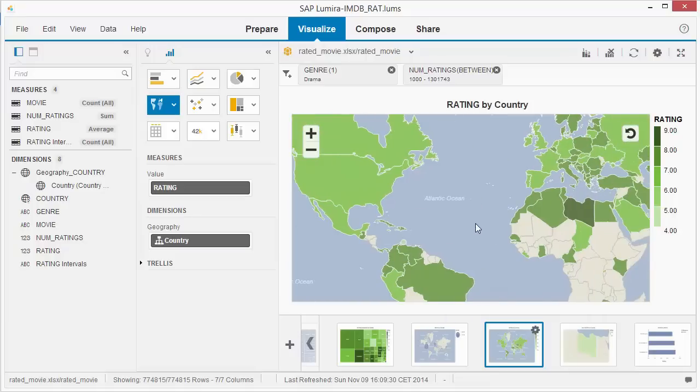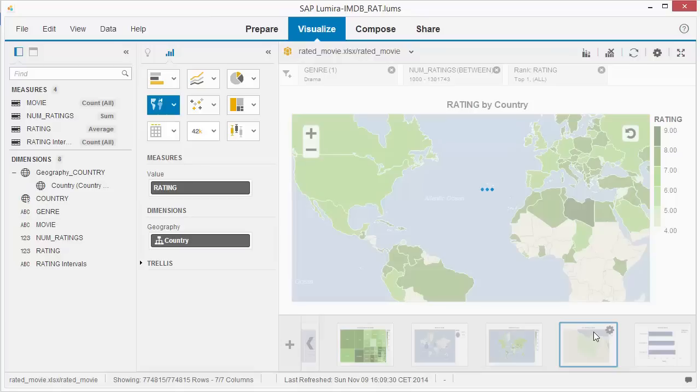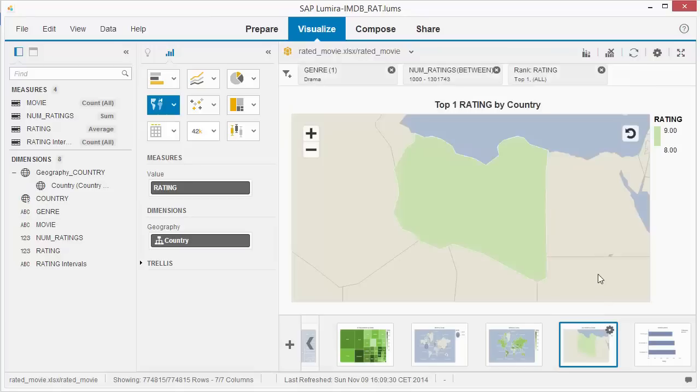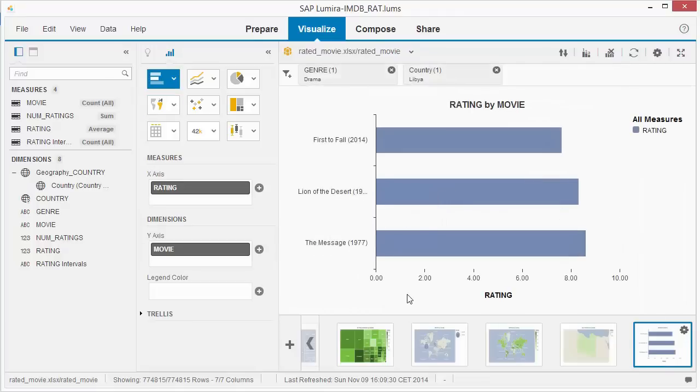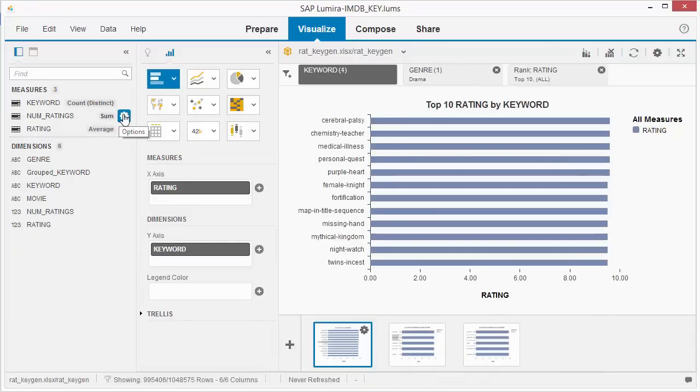But he wants to find the best country to produce his movie in. And he finds the best country, which is Libya, with an average ranking of 8.45. And the movies that were produced in Libya are quite few, but all rank very high.